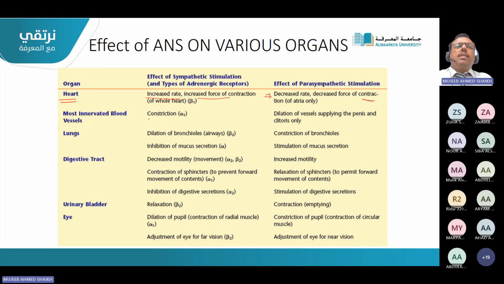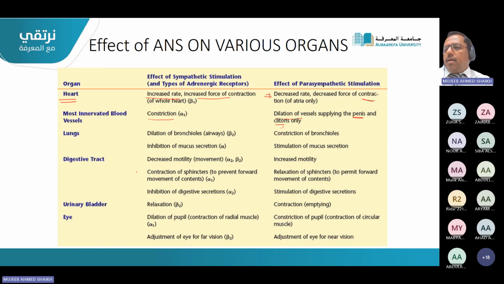On the blood vessels, sympathetic will cause constriction, whereas parasympathetic will cause dilatation of the vessels only in two places, related to the reproductive organs, that is the penis and clitoris. Sympathetic supply is only causing constriction, whereas parasympathetic supply is only affecting two places, the penis and clitoris.